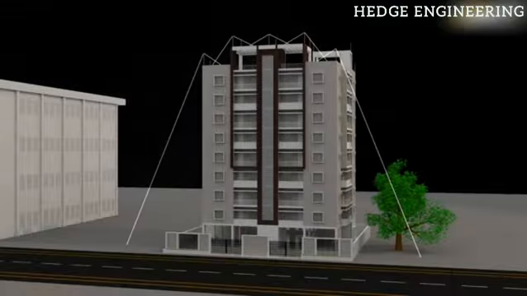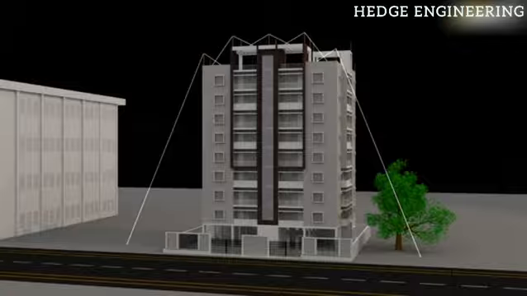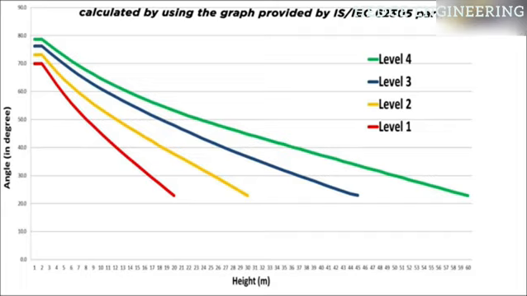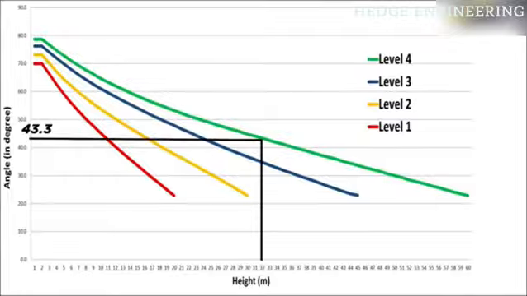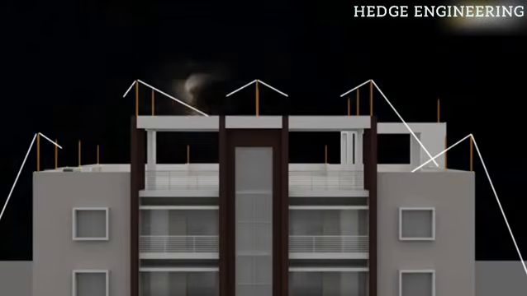The radius of protection of the air terminals with respect to the reference plane shall be calculated by using the graph provided by IEC 62305 Part 3. The angle for heights 32 meters and 2 meters shall be obtained by extending a line up to the level 4 curve from the corresponding heights on the graph provided by the standard.